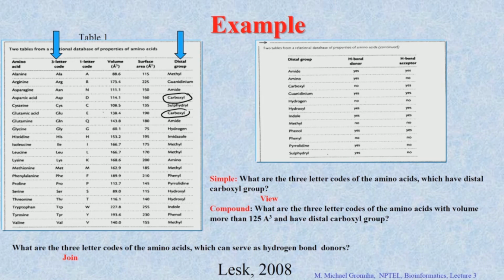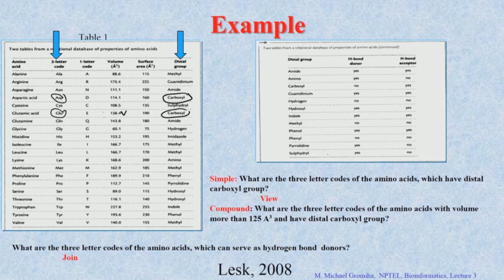Now the question is, what are the 3-letter codes of amino acids, then where do you have to look? The 3-letter code, second column, right. So this is aspartic acid and glutamic acid, that is fine. Now the second question, it is a compound question: what are the 3-letter codes of amino acids with volume more than 125 angstrom cube, and they have a distal carboxyl group? So what is the answer? The volume should be above 125. Which is the answer? This one, right? This is more than 125. Fine. So you get this information from table 1.